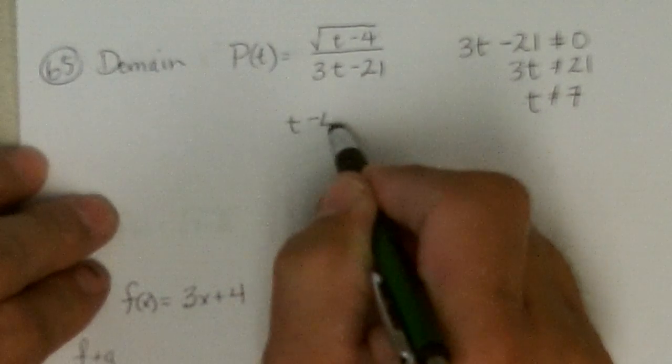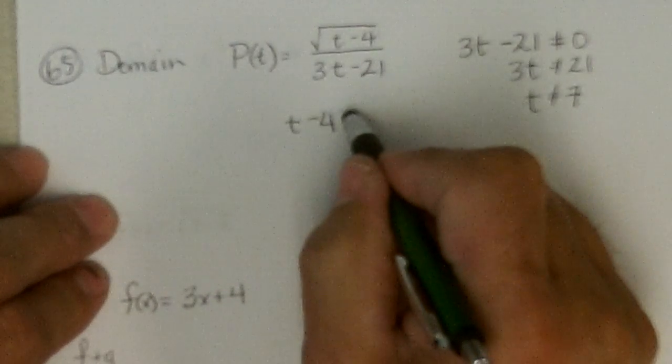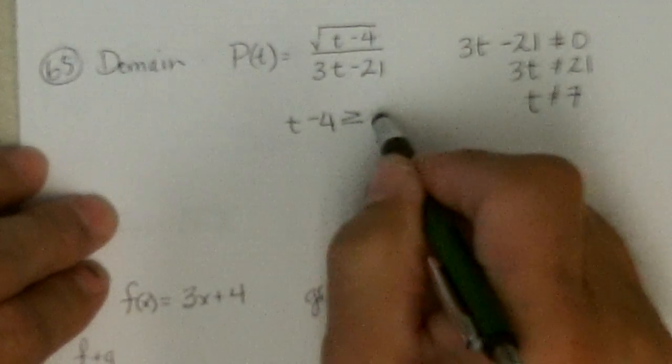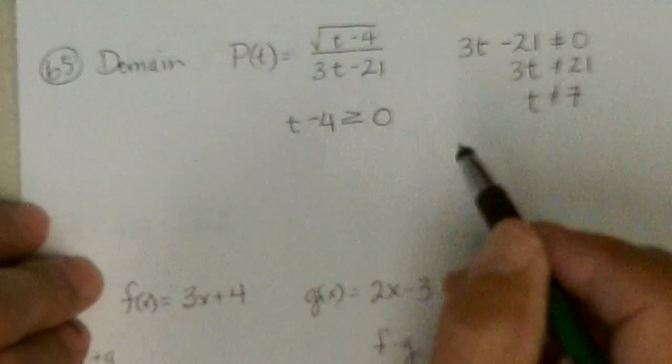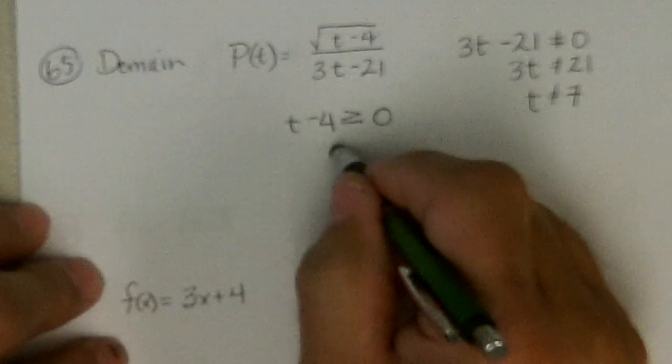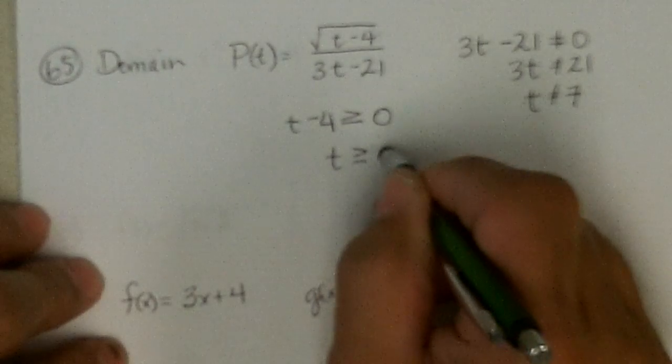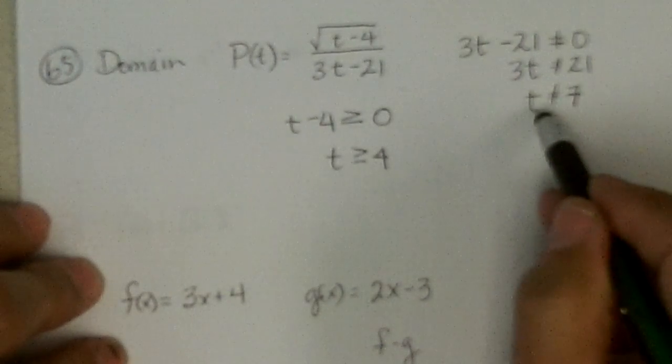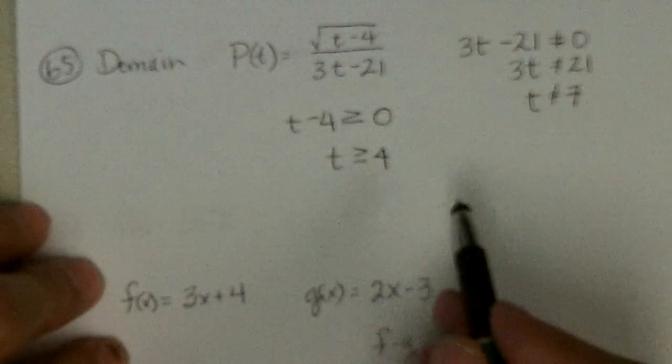And inside the square root, the t minus 4, that stuff inside the square root has to be greater than or equal to 0. So if you add 4, t has to be greater than or equal to 4, but it can't equal 7.